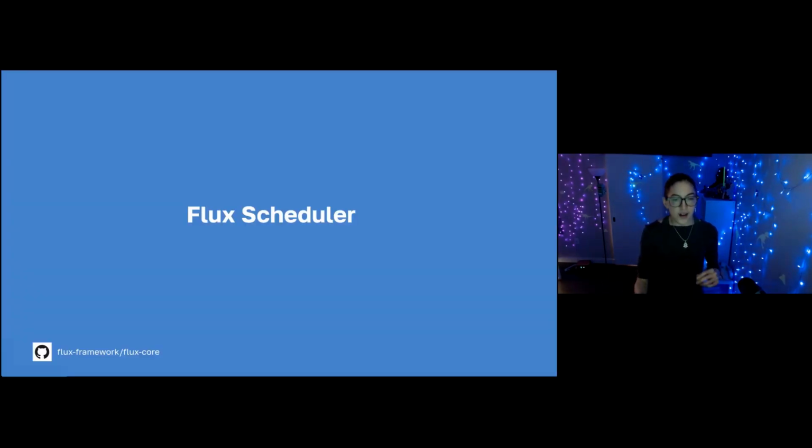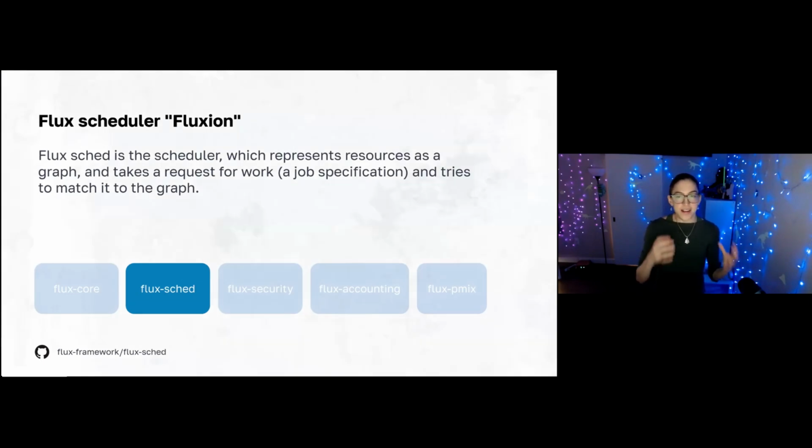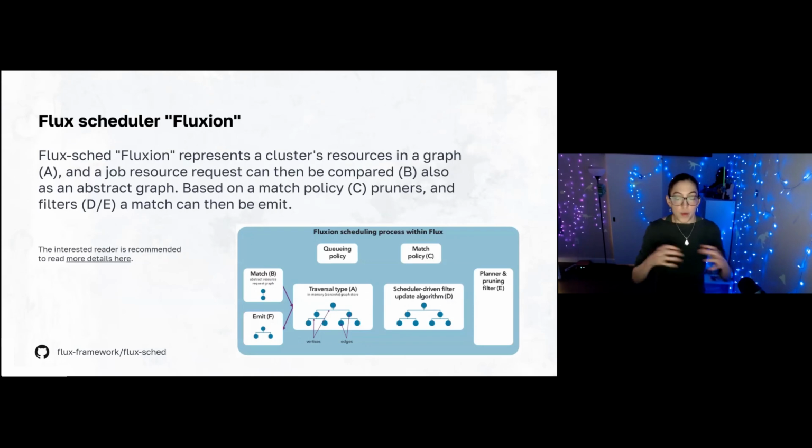So the Flux scheduler, I kind of alluded to Fluxion a little bit. This is the scheduler component, which models our resources as a graph. How does that work? Imagine you have your cluster's resources represented as a graph. That means there are nodes, or vertices, that have edges. Then you have your job spec, represented in B, and you say, okay, hey, scheduler, can you take what I need in my job and match it to the graph based on some match policy C, pruners and filters. Then if there's a match, that means we're able to run the job. It gets scheduled in the queue. Everyone's happy. I'm happy. You're happy.